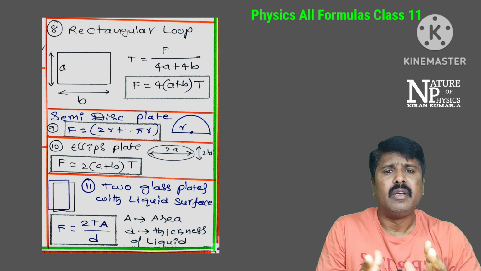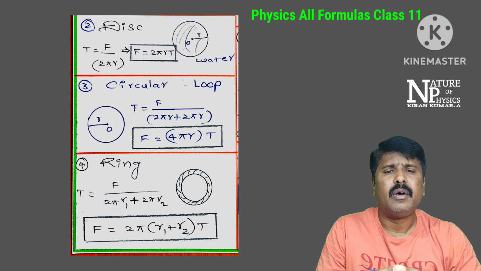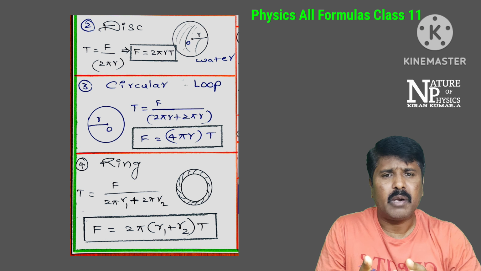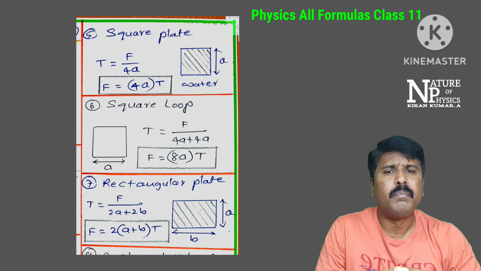Okay, and also related to the circular loop and disc and ring. Okay, so very useful formulas about the surface tension are given for you. Okay, rectangular plate, a rectangular loop. Okay, and next one is surface energy.